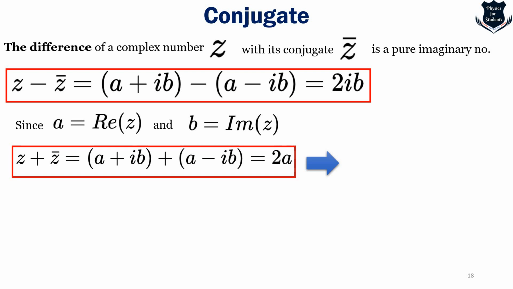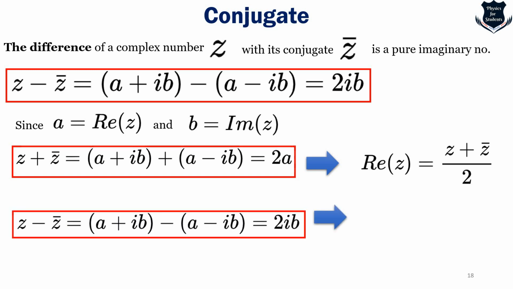So from here what we can get is that the real part of z equals z plus z bar, the conjugate, divided by 2, and from the other one we get this. So this actually creates an important relationship in the discussion, right? This happens from the addition and the subtraction rule.